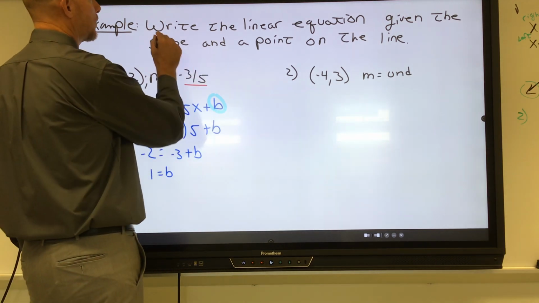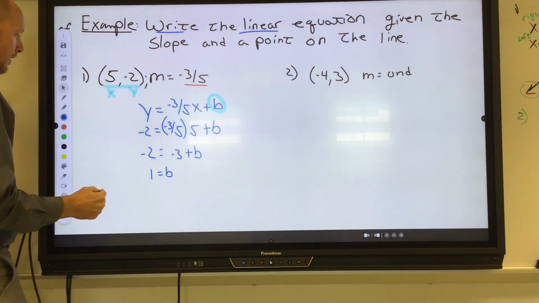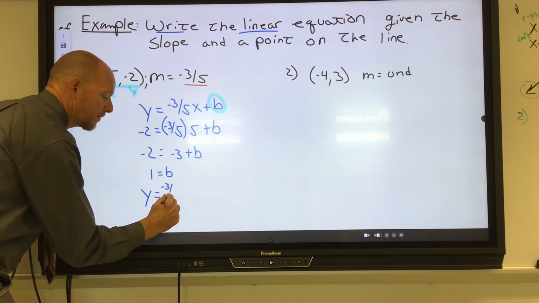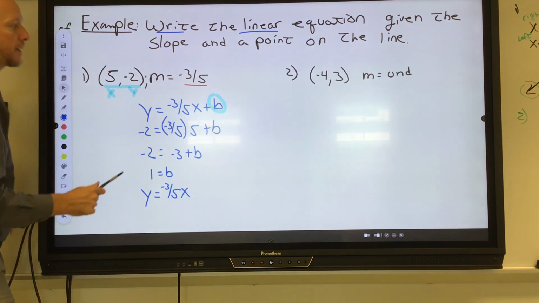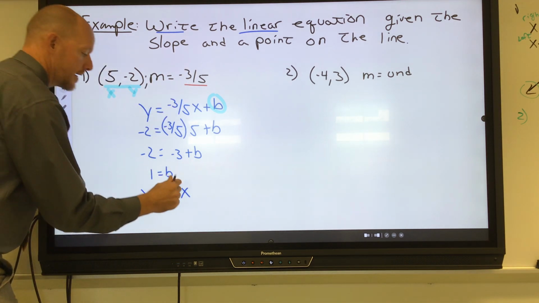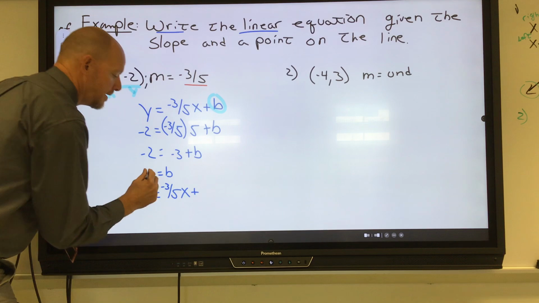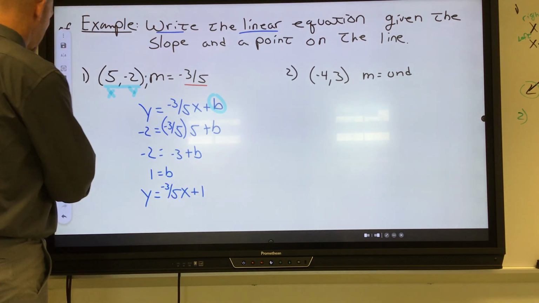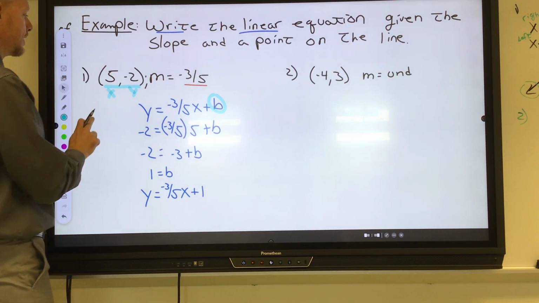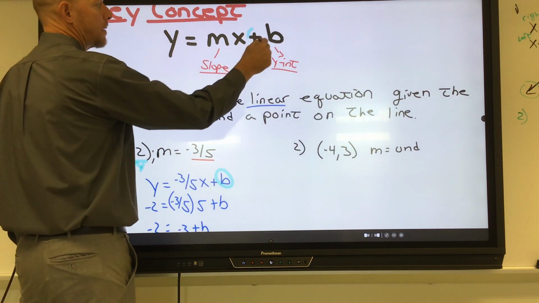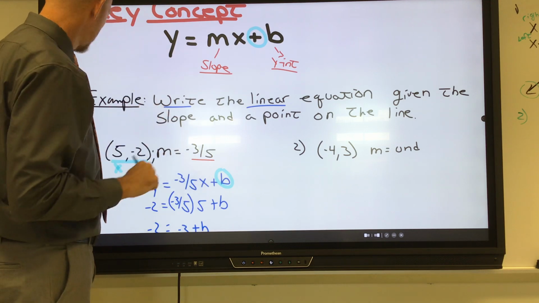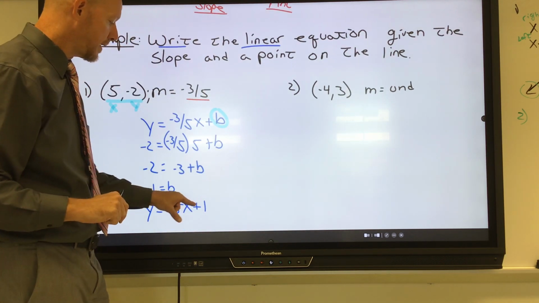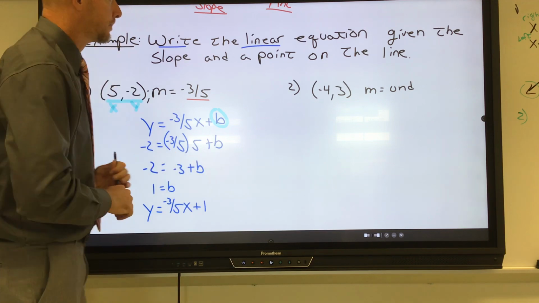Now keep in mind, we need to write the linear equation, so I'm going to write y equals negative 3/5 x, because that was provided for us, plus my b value of 1. One thing to point out is that in the formula, yes, it does say mx plus b, but if I were to calculate a negative y-intercept, this would be minus the b value.